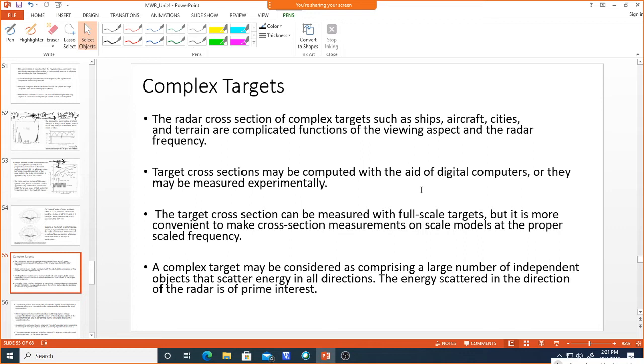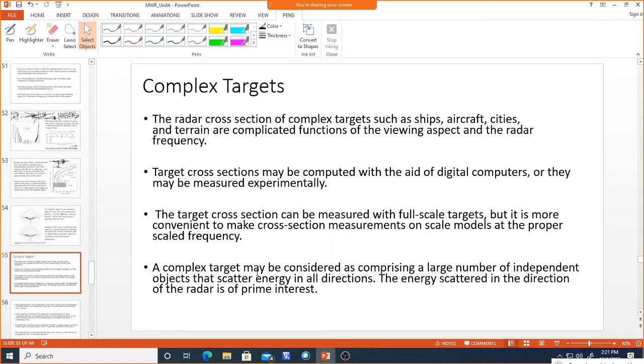So if you come to experimental measurement of RCS, the target cross section can be measured with full scale targets, but it is more convenient to make cross section measurements on scale models at the proper scaled frequency. So as I said, these scale models mean we need to divide the complete target into individual things, and we have to scale accordingly, whatever the frequency lambda we are dividing. Based on that lambda, we have to incident the energy, get the reflections, and collectively calculate that radar cross section.